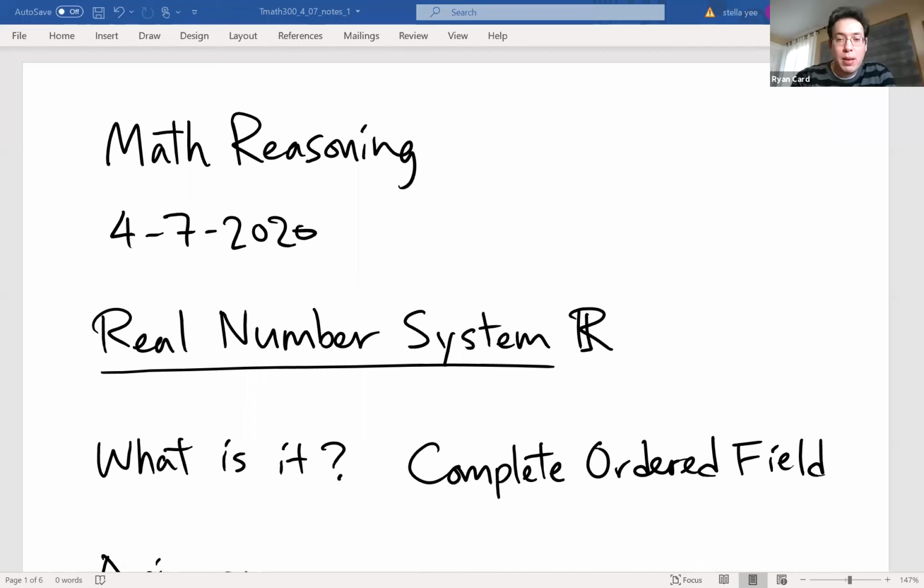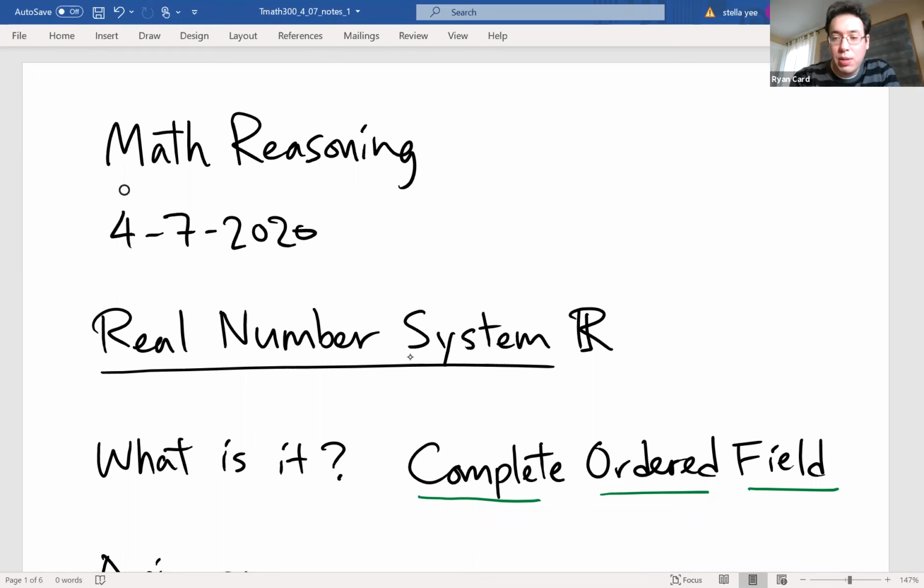Okay, all right, so we're going to talk about real number systems. Before we go a step further, this is what makes real numbers real numbers. There are three words attached to it, and we're gonna go through the axioms that make each of these words true. So, what is a real number system? It is a complete ordered field.